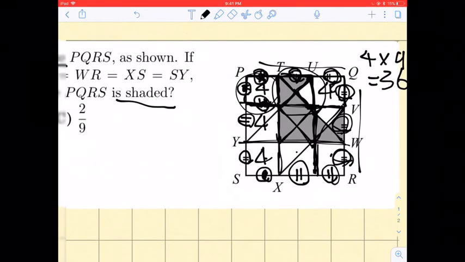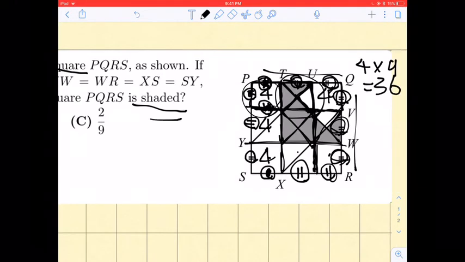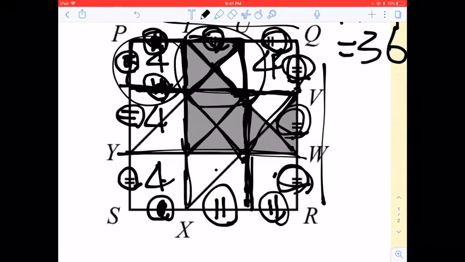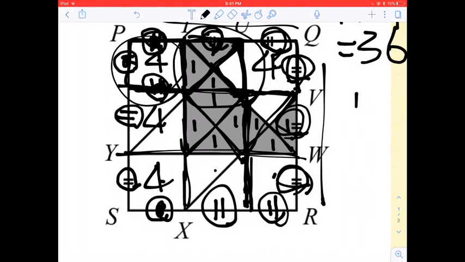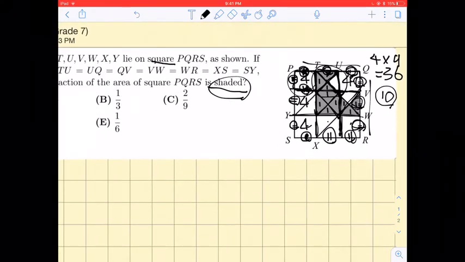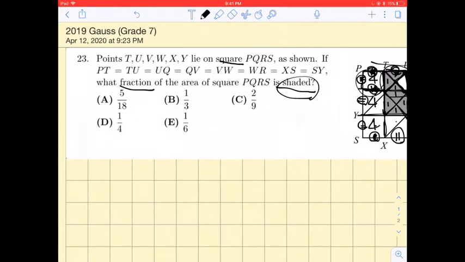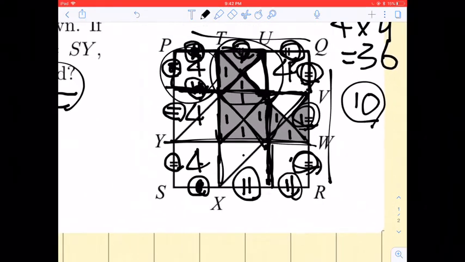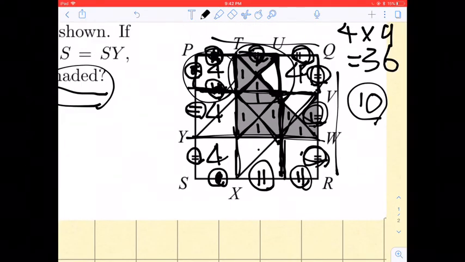But we're looking for the shaded area, as it says here. So what we want to do is count the shaded triangles. We can see that there's 1, 2, 3, 4, 5, 6, 7, 8, 9, 10. So there are 10 shaded triangles here. So what do we want to look for? Oh, it says the fraction of the area. So we're looking for the fraction of the total area of the square that is shaded.